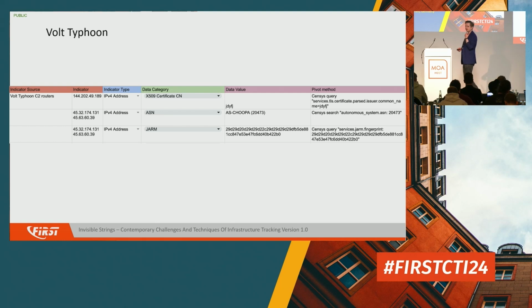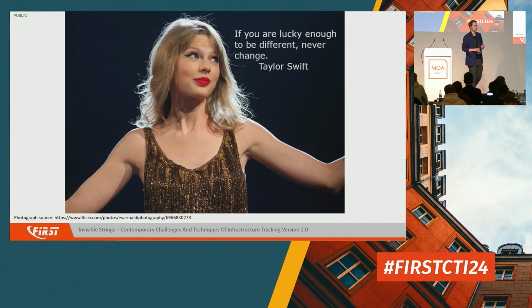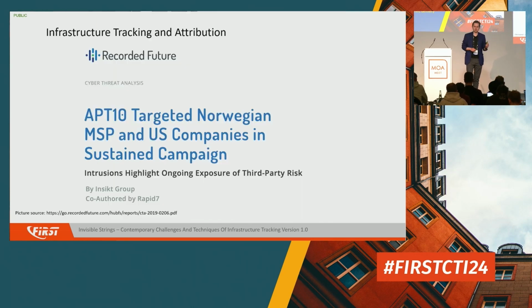So essentially, what we are expecting from threat actors can be summarized by this quote by a quite popular artist: if you find your spot, if you are lucky to be different in terms of the different way you are setting up infrastructure, never change. And this is something that we would expect and would like to request from all the threat actors. But what can be the results when you are not taking this infrastructure analysis into consideration? I had this great example.